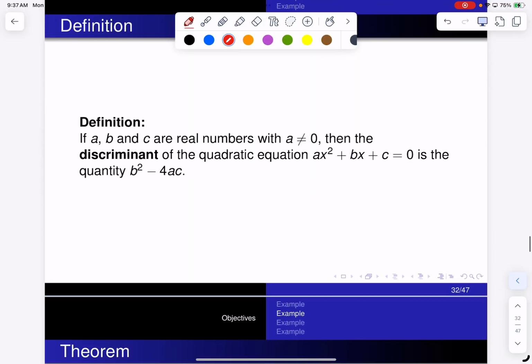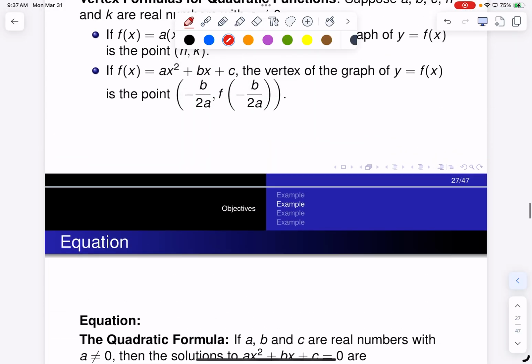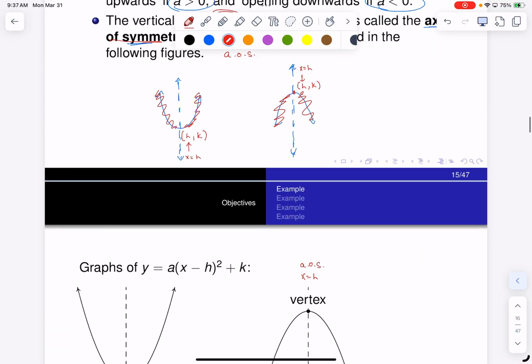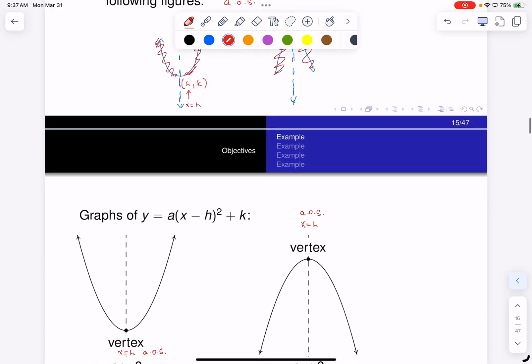Whoa. What page was I on? We'll do quadratic formula tomorrow. We'll save that for tomorrow. Where am I at? Okay, here we go.